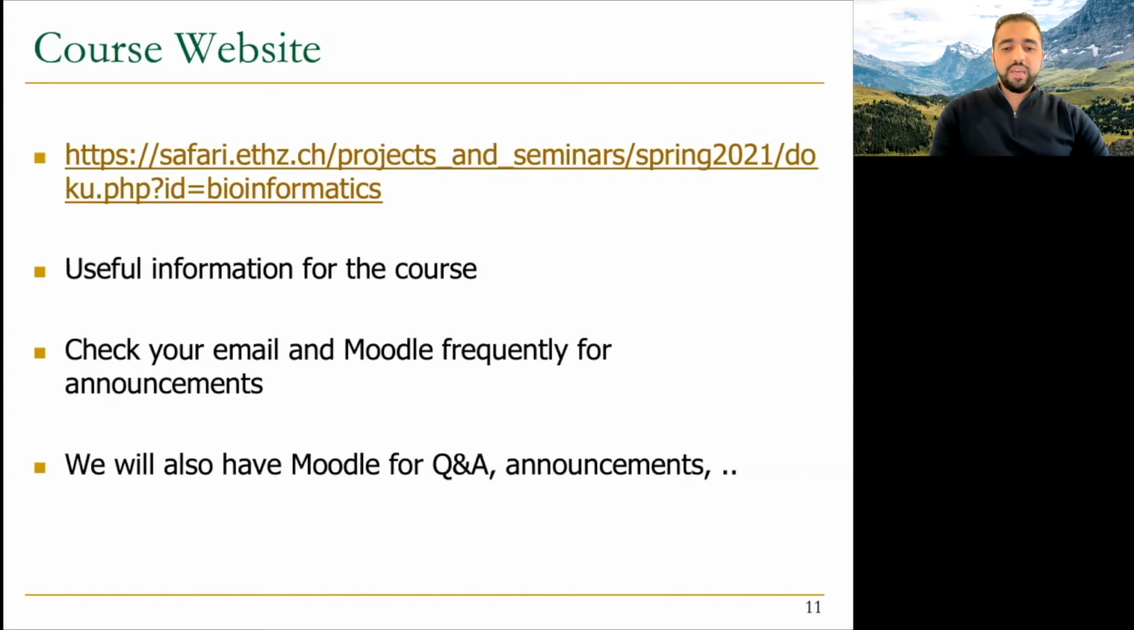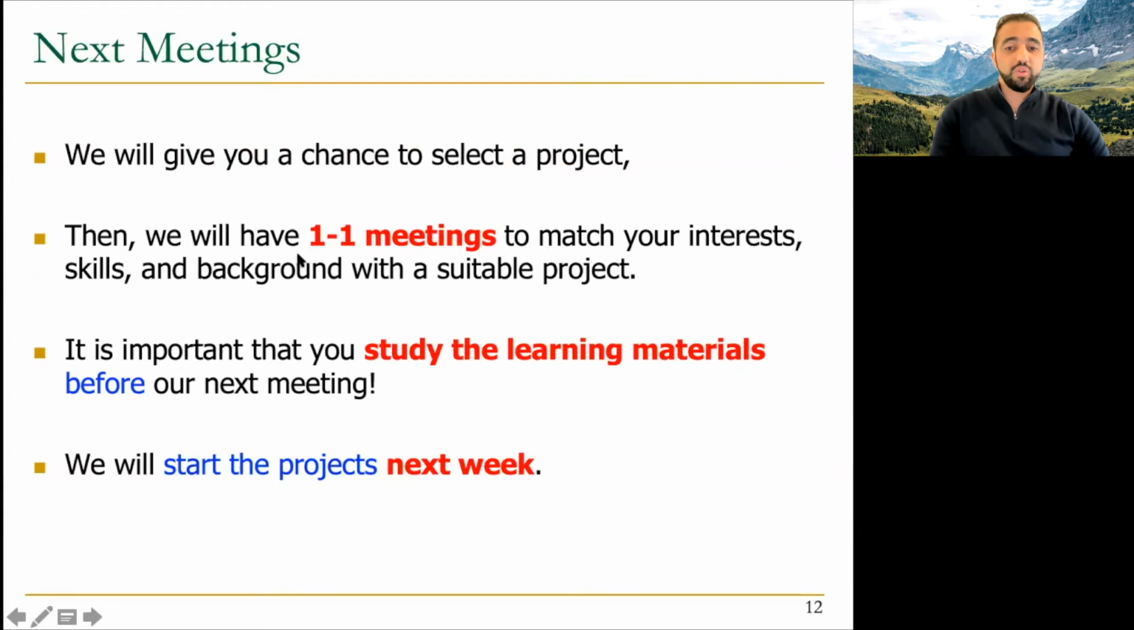And we will assign the first project preferences through Moodle, where you can pick the few projects that you like and you'd like to work on. After that, we can assign a single project to you based on your preferences. About the next meetings, we'll give you a chance, probably a few days, to select a project based on what we describe. And then we will have one-to-one meetings, meaning that we'll meet with each student individually to match your interest and double check that you really understand what we expect from your side. And if you like the project, we confirm that this is your project.